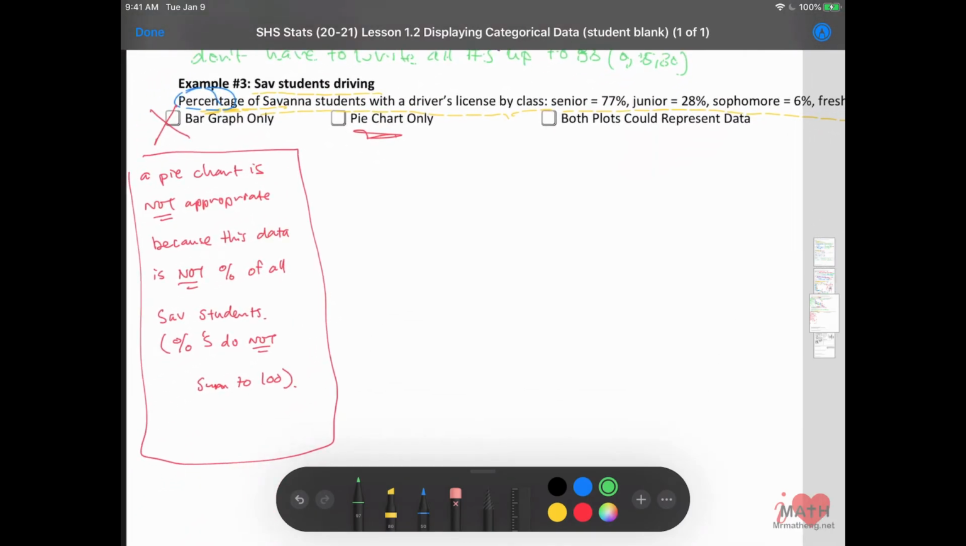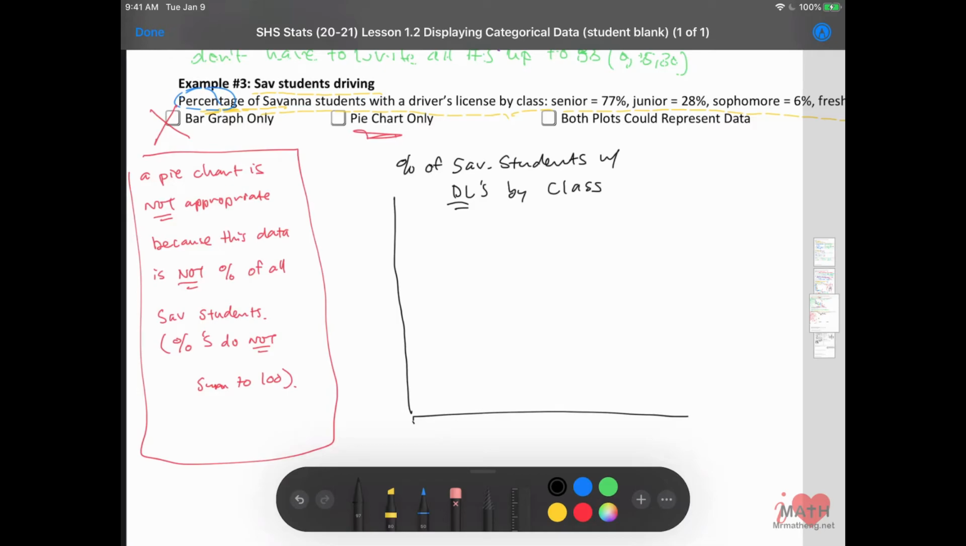So let's go ahead and create this. Let's do a title, percent of Savannah students with driver's license by class. I'll go faster now. And I would spell out all your words there. I'm just abbreviating to go faster for the notes. And then these are our labeling, our axes. That's our class. And this is our percentage. So you could be marked off if you don't have those.